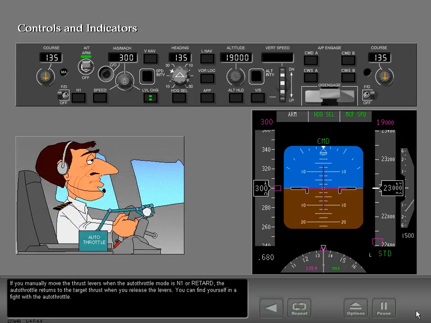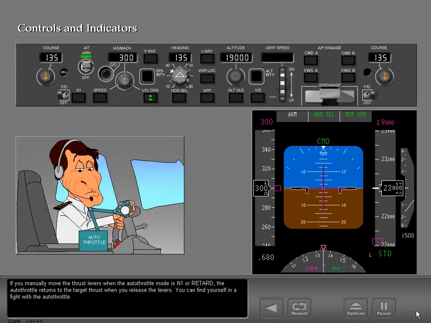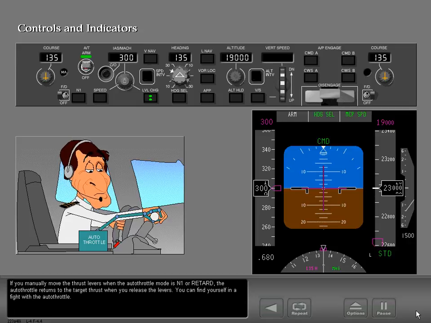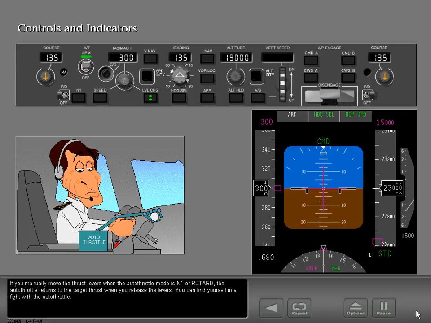If you manually move the thrust levers when the autothrottle mode is N1 or retard, the autothrottle returns to the target thrust when you release the levers. You can find yourself in a fight with the autothrottle.